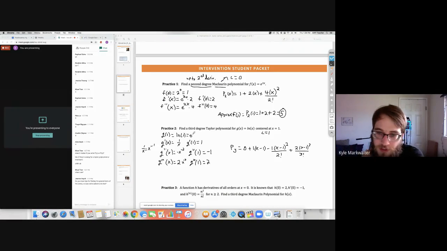The first term is always just that number, so it's 0. Plus the second term is 1 times (x minus 1) to the first power over 1 factorial. So I did write out the 1 factorial and the first power. It always looks something like this. Minus 1 times (x minus 1) squared over 2 factorial. Plus 2 times (x minus 1) cubed over 3 factorial. There is my third degree Taylor polynomial.